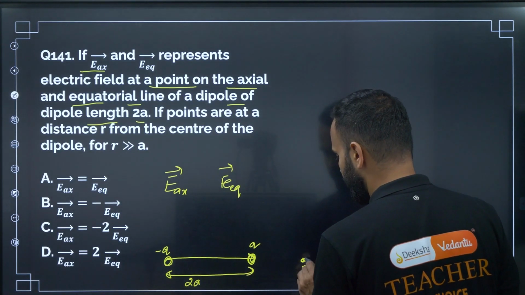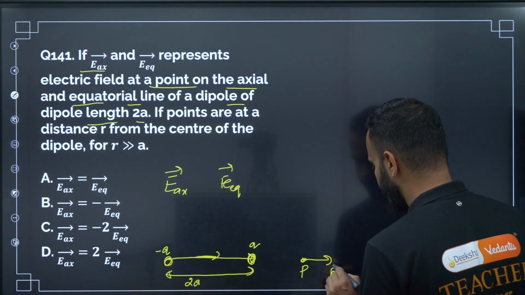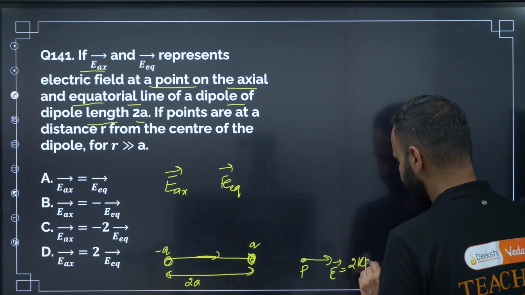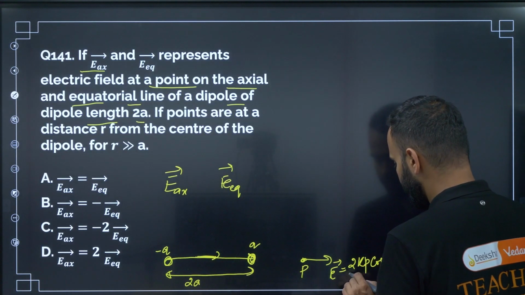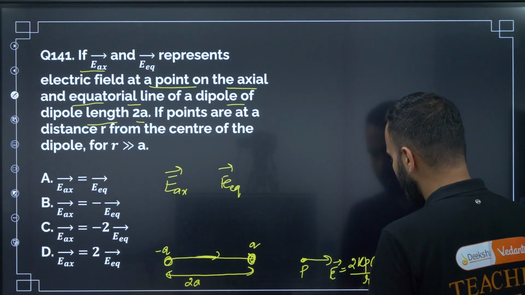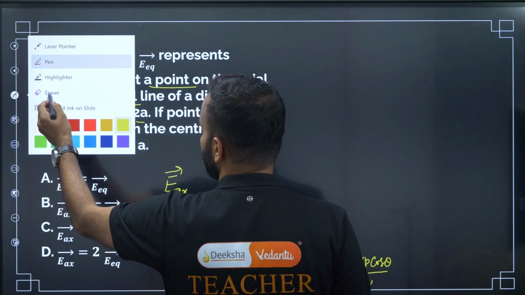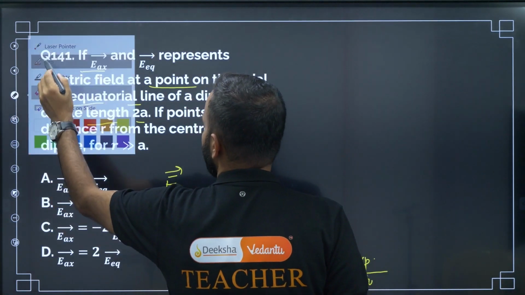At this point, the electric field vector in this case is 2kp by r cube. Not 2kp cos theta, it is 2kp by r cube.